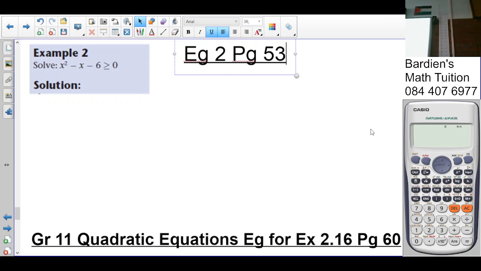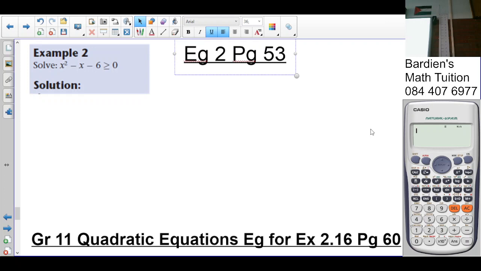And people, there's a definite question in your grade 12 exam. A definite question. Okay. People, let's look at example 2. It says solve x squared minus x minus 6 is greater than or equal to 0. Where do I start? Get it in standard form. Is it in standard form? Yes.